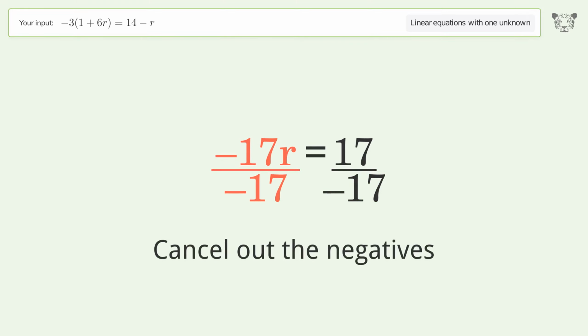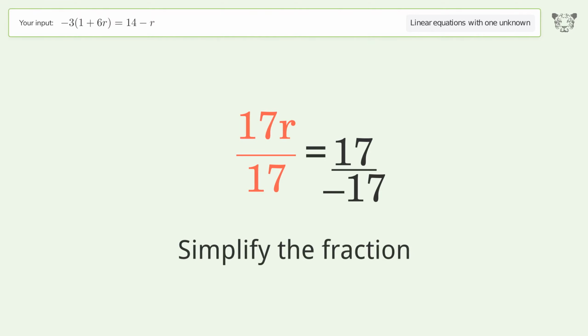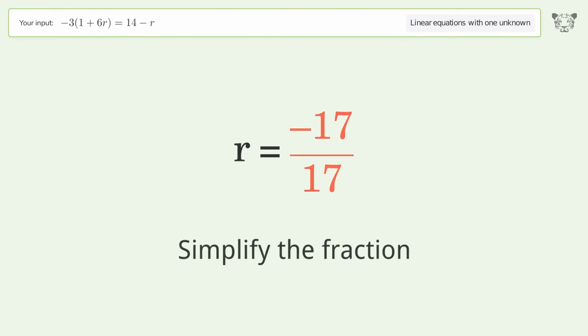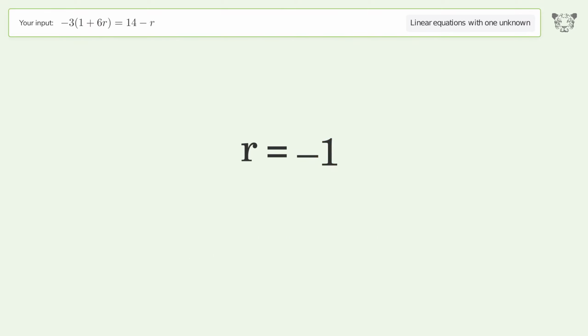Cancel out the negatives. Simplify the fraction. Simplify the arithmetic. Simplify the fraction. And so the final result is r equals -1.